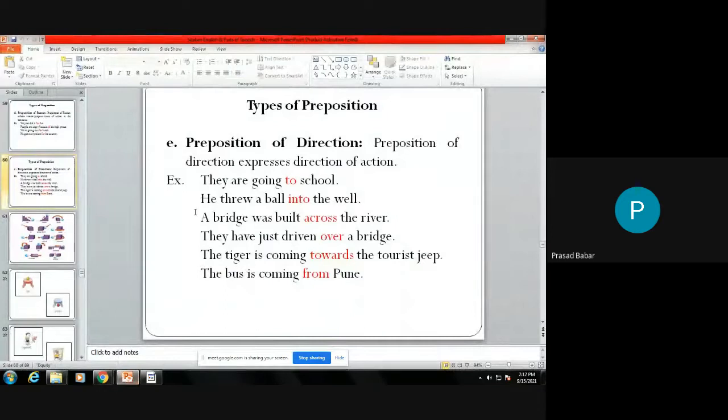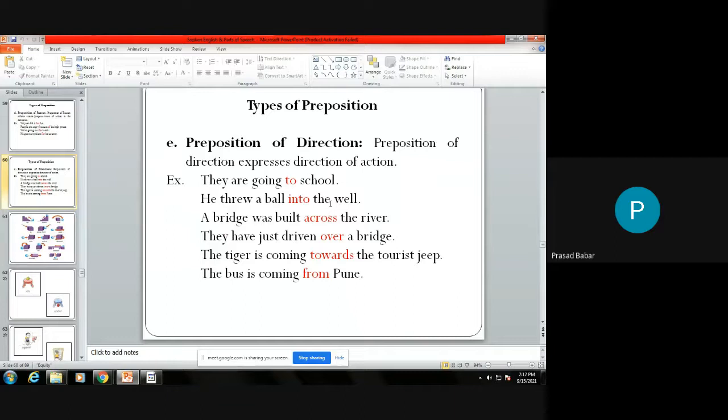Okay, so we were discussing the preposition of direction. It is the preposition which expresses the direction of action. In what direction that action is taking place, or what is the direction of that action, is indicated by the preposition of direction. Then we have seen the examples: to, into, across, over, towards, from. These are the direction showing words, the words which show the direction of that action.